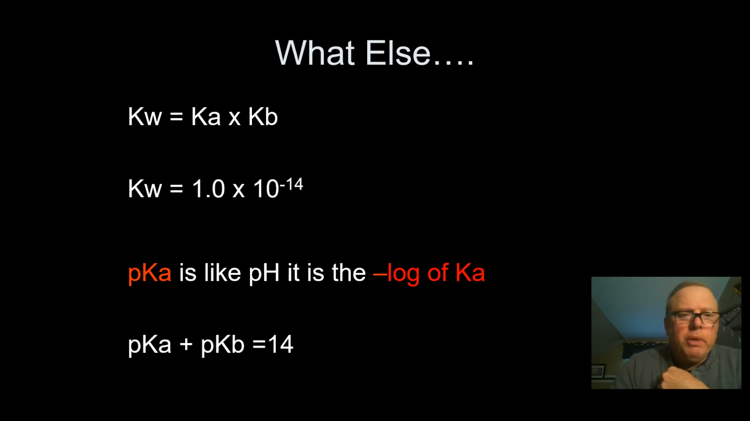What else? A couple ideas here. Kw is equal to Ka times Kb. So if you know what Ka is, you know what Kb is because they're related through Kw. And then Kw again is 1.0 times 10 to the minus 14. Also, there's something called pKa, which is roughly the power of Ka, and it's just like pH in that it is the negative log of the Ka value. And so it's easy to find. And then pKa plus pKb will add up to 14. So if you know what pKa is, you always know what pKb is. If you know what pKb is, you can go back and find what Kb is, and we'll have to run around with this.